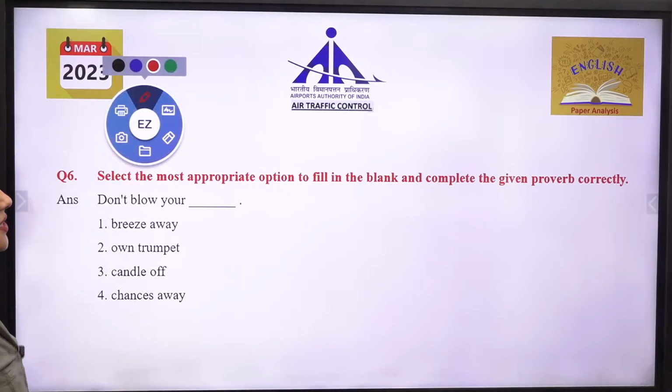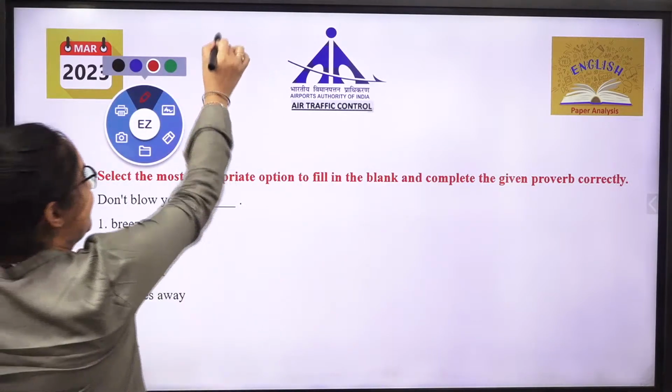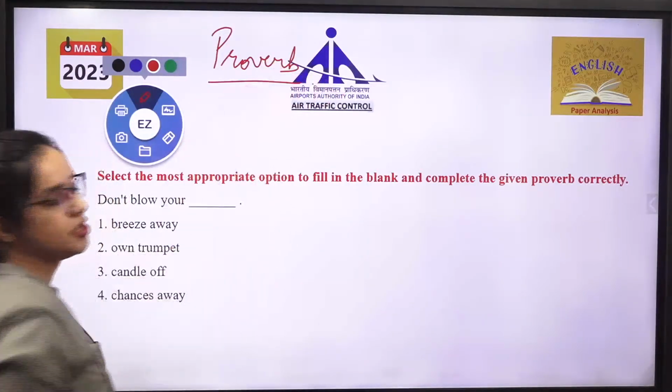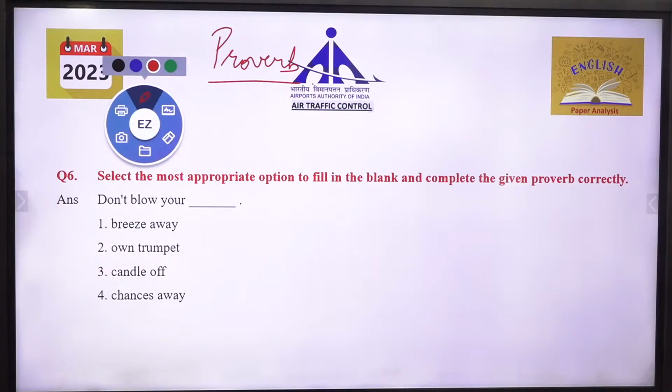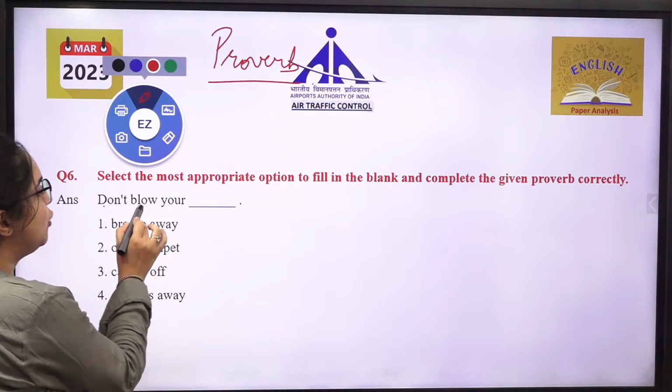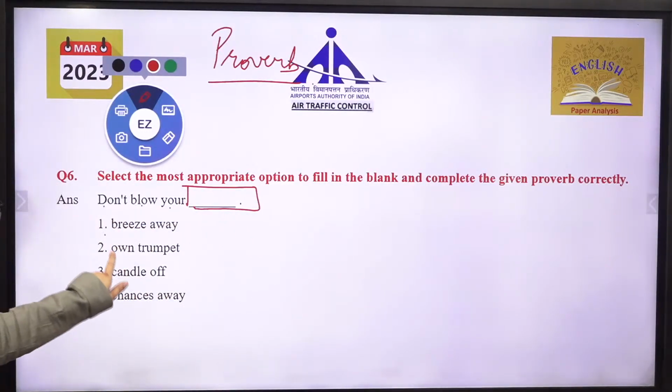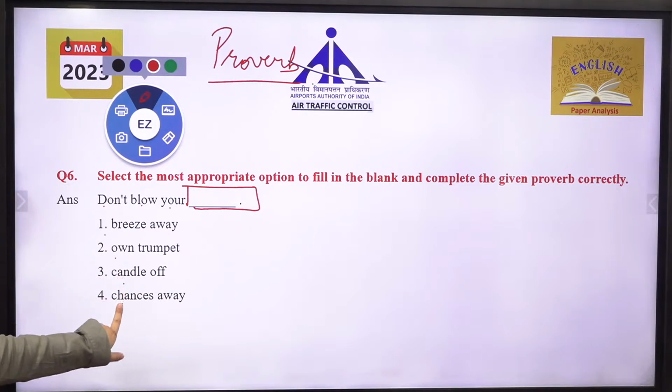Now, this is a kind of proverb. Proverb was asked in the first shift and in the second shift idiom was asked. So one proverb was there, one idiom was there. And this was the idiom which was asked. Don't blow your dash. Right? Now, breeze away, own trumpet, candle off, chances away. Think about it and then I'm going to help you out how to solve it.